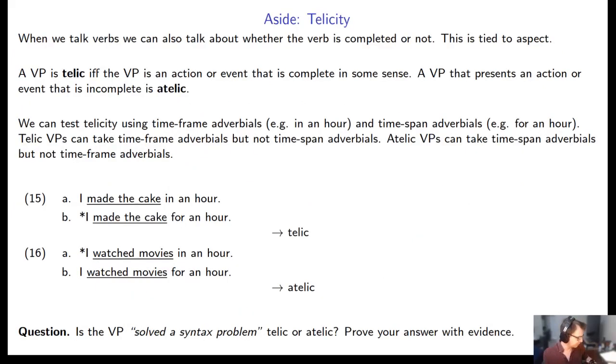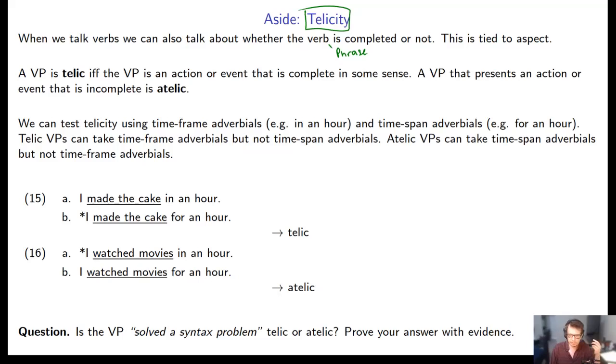Okay. One aside here, because this relates to aspect, and this is a term that I've seen so much that was never explained to me, but it comes up a lot, especially in papers that talk about meaning, and it's the word telicity. Telicity talks about whether a verb phrase is something that is completed or not. And this is a little bit different than aspect, but it is tied to aspect.